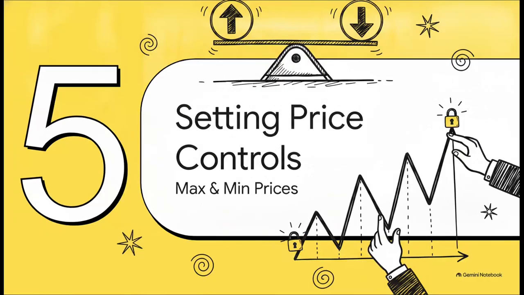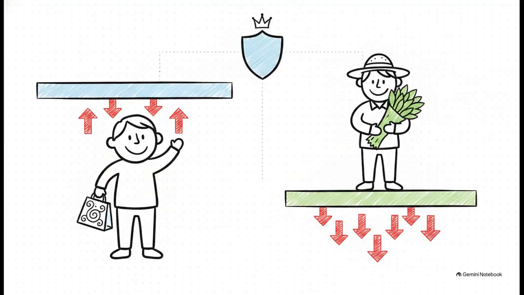Finally, let's wrap up with Section 5, setting price controls. So sometimes market prices naturally settle at these extreme highs or lows, and governments have to actively step in to manipulate them. They basically have two distinct tools for this: setting a maximum price ceiling to protect buyers from crazy high costs, or a minimum price floor to protect sellers from unsustainable lows. Both of these are direct interventions meant to shield vulnerable populations.